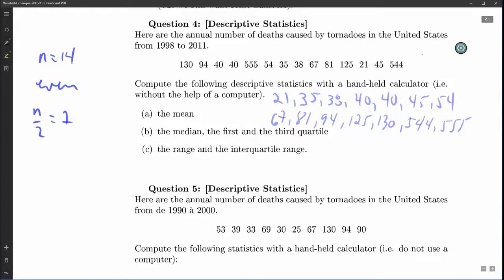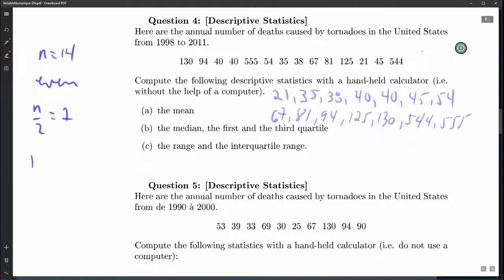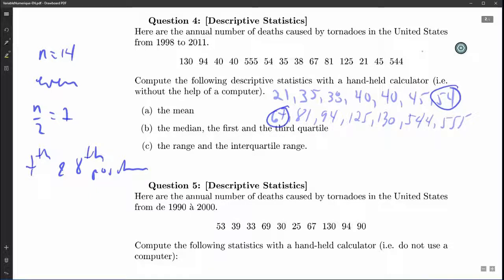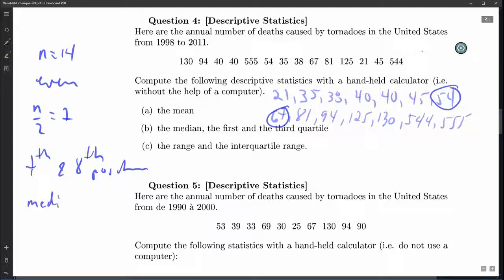So we have the 7th and the 8th positions, and then we find the values in these positions. We have 54, which is in the 7th, and 67, which is in the 8th. The median is going to lie somewhere between these two values, so we compute the median as the average of these two values. I have 54 plus 67, divide all of that by 2, and I end up with 60.5. So my median is 60.5.